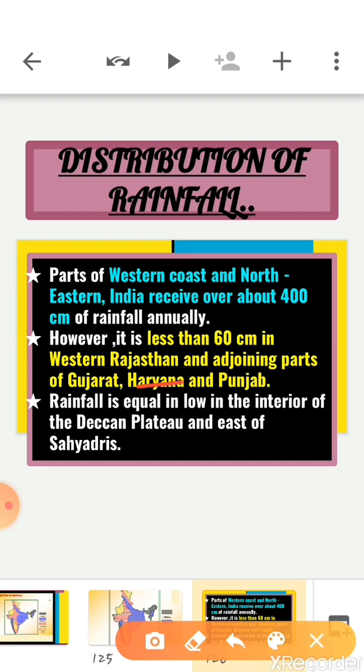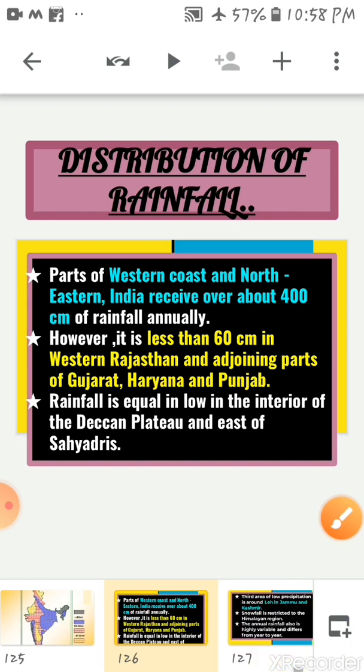And the third one is the leeward side of the Western Ghats, which receives less rainfall because when air descends, it gets warmed up and due to its rising temperature, the relative humidity of the air decreases and the air turns from a saturated state to an unsaturated state. So due to this fact, no rainfall occurs on the leeward side. Clear?